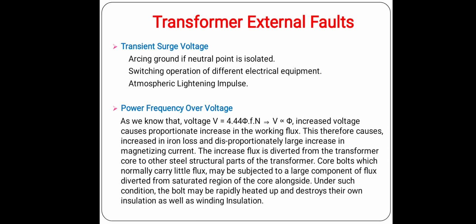Now, transformer external faults. There are two types of possibilities for transformer external faults. That is transient surge voltage, which means arcing ground if neutral point is isolated, or switching operation of different electrical equipment. Due to this switching operation of different electrical equipment, transient surge voltages may occur in the transformer, and this will cause a transformer external fault.